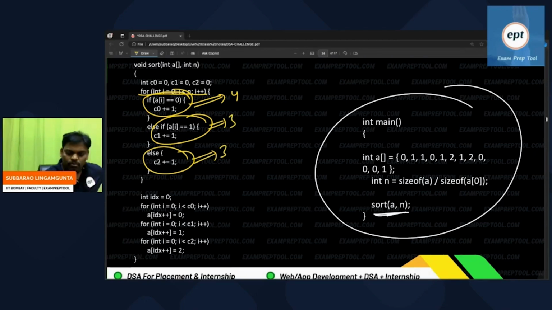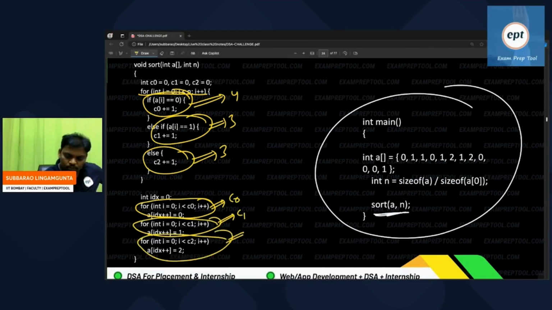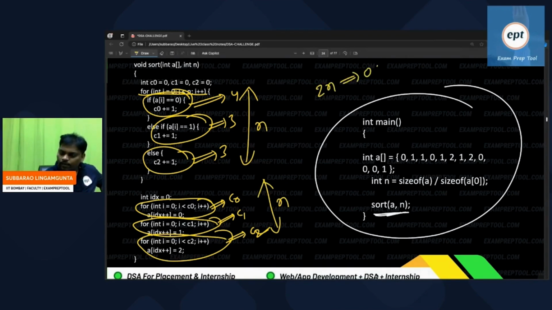Now I took 3 for loops. The first for loop runs C0 times, the second for loop runs C1 times, and the next for loop runs C2 times. I hope everything is fine. This will take n time, and this will take n time. Overall 2n, so overall order of n.